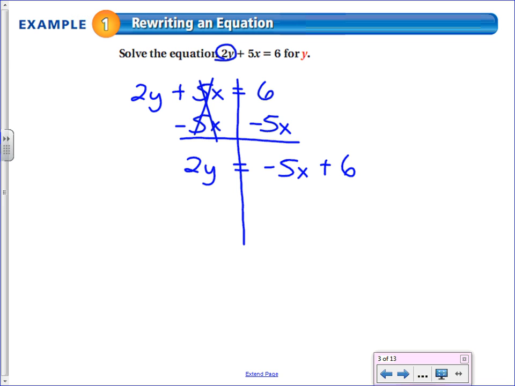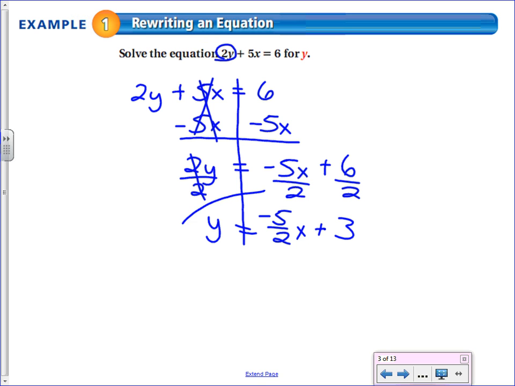From here, I have 2y, which is a multiplication problem. The opposite of multiplication, or the inverse operation of multiplication, would be division. So I'm going to divide everything by 2. So my 2's cancel out, leaving me with y equals negative 5 over 2 x, plus 6 divided by 2, which would be 3. So my final answer, y equals negative 5 over 2 x plus 3.